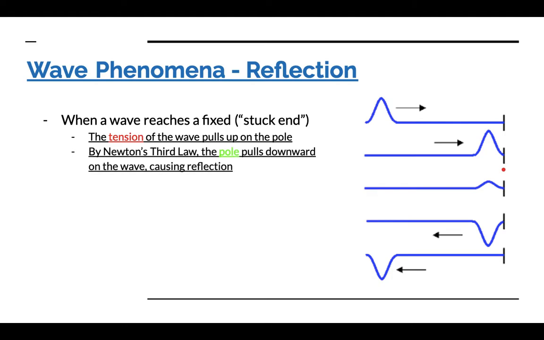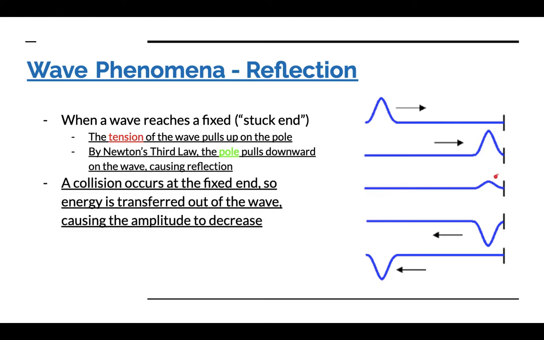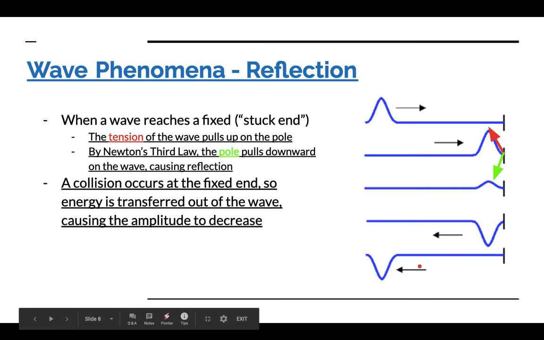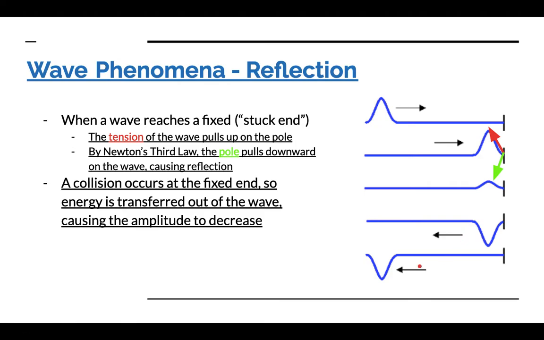And so as a result, by Newton's third law, the pole is going to pull downward on the wave, causing reflection. So tension will pull up on our wall, our fixed end, our pole, wall, whatever you want to call it. And as a result, the wall will pull down on the wave. And so that's going to cause the wave to become inverted, and turn upside down upon reflecting off the wall.